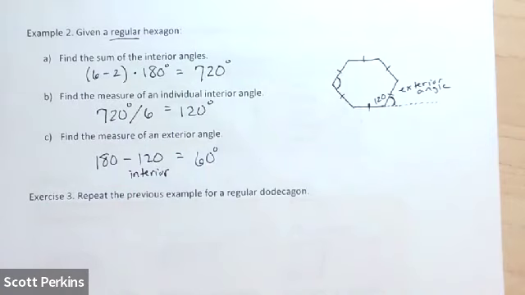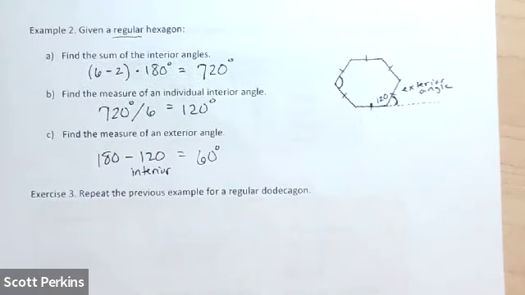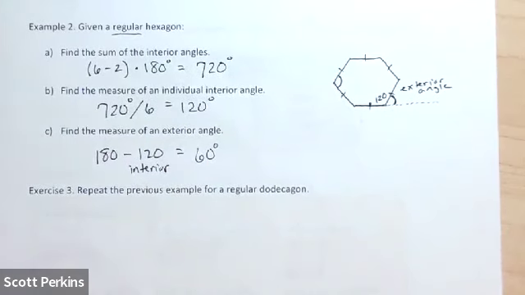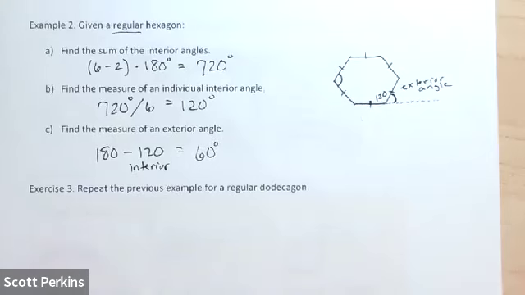So if you would, please, I'm going to give you a minute or two. Exercise 3, just repeat those 3 steps. I didn't write the A, B, and the C, but just repeat those 3 steps for a dodecagon. And just to save you the hassle of going to the front, a dodecagon is 12-sided.